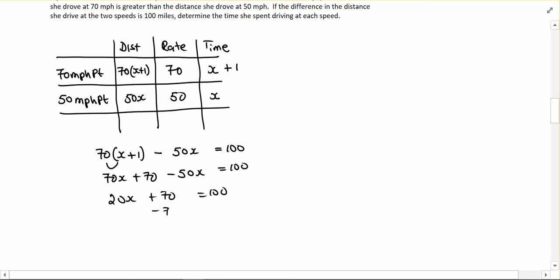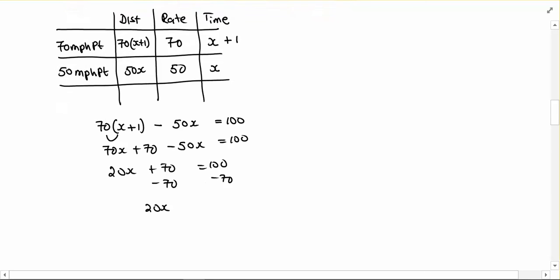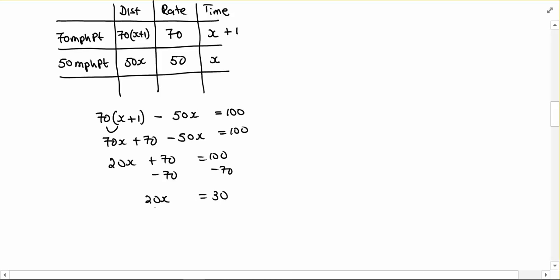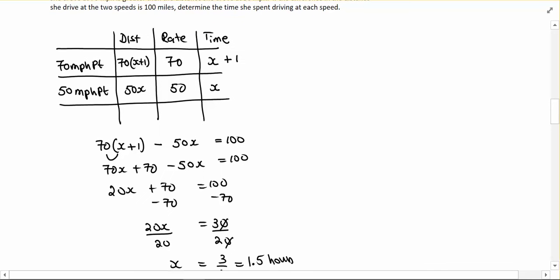So minus 70, 20x is equal to 30, divide by 20, and x is equal to 3/2 or 1.5. We're talking time here, so it makes sense to use 1 and 1/2, since we are much more familiar with saying one and a half than 3/2. So 1.5 hours. So let's answer the question.